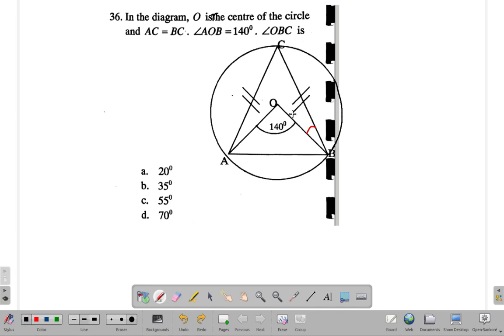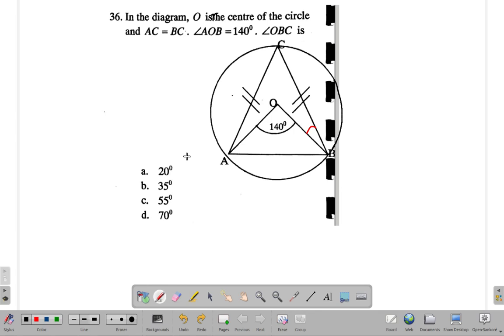Now, what is it? Is it 20, 35, 55, or 70? Now, even though it might not be drawn to scale, 140 degrees kind of looks like it could possibly be 140. More than 90, right? Now, if this is about 140 degrees, then this angle would be a small angle. So 70, ridiculously wrong. 55 is kind of too big. I believe there's a contention here between 20 and 35.